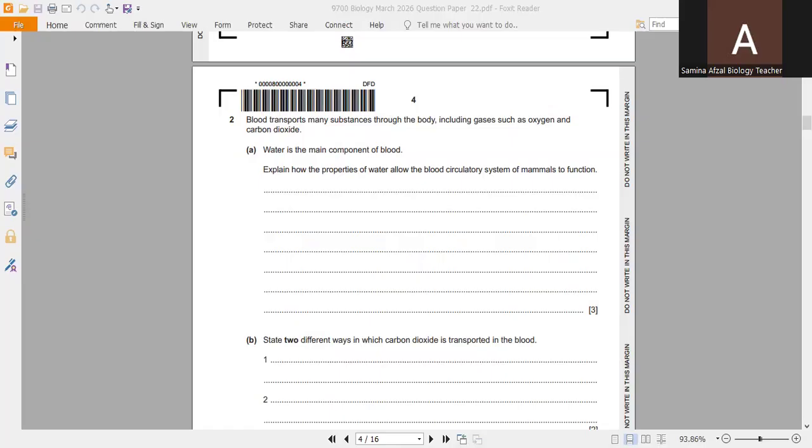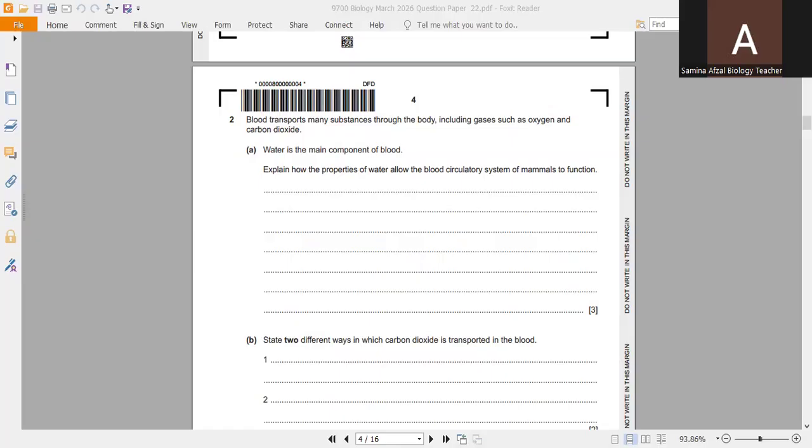Secondly, we can say that it has high specific heat capacity. Water requires a relatively large amount of heat energy to raise its temperature because of the strong hydrogen bonding. So this allows blood to absorb and distribute metabolic heat across the body without experiencing large fluctuations in temperature, maintaining homeostatic thermal stability.